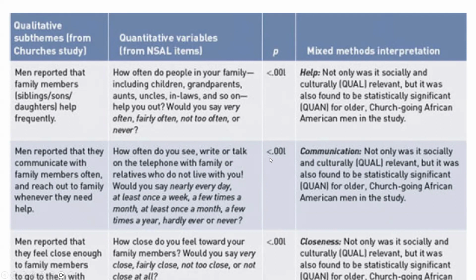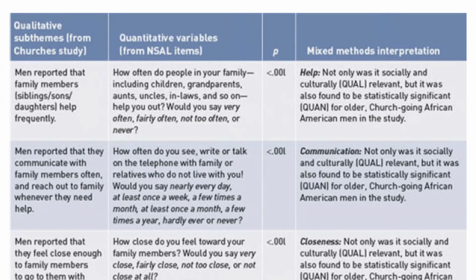And your variable is significant. And how do you merge and interpret it? Not only was it socially and culturally relevant, but it was also found to be statistically significant for older men. Wherever you ask the question, it was applied for them. Again, men reported that they feel close enough to family members to go to them, and you ask a question on the basis of this. How do you develop the question? How close do you feel toward your family members? So always understand, second phase quantitative means you have to develop a quantitative question from your first phase qualitative result.